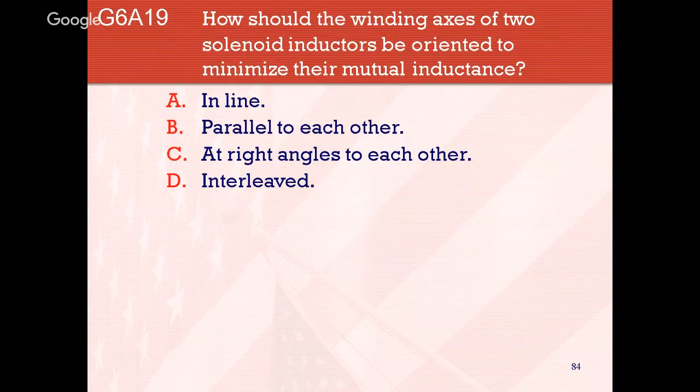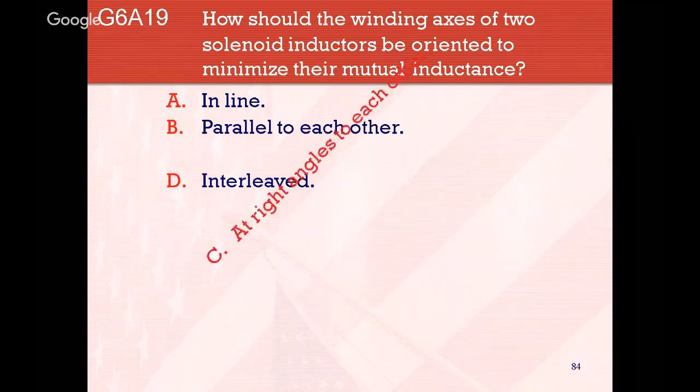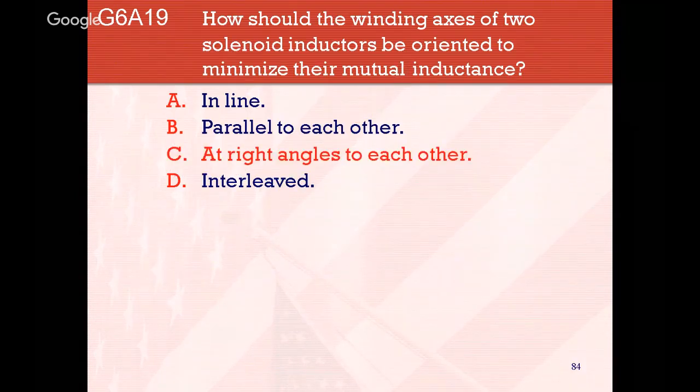How should the winding axis of two solenoid inductors be oriented to minimize their mutual inductance? In a transformer you want mutual inductance, so that whatever comes in passes to the output as precisely as possible. However, in solenoid inductors, you don't want them to have mutual inductance. So really you want to put them at right angles to each other. Your answer is C here.